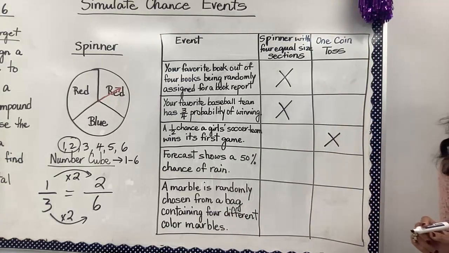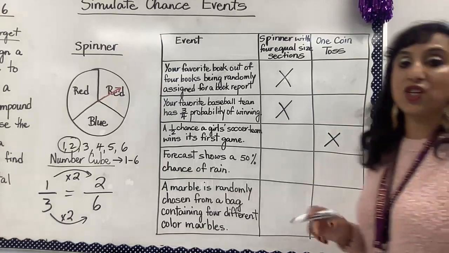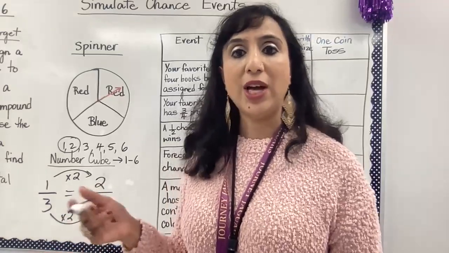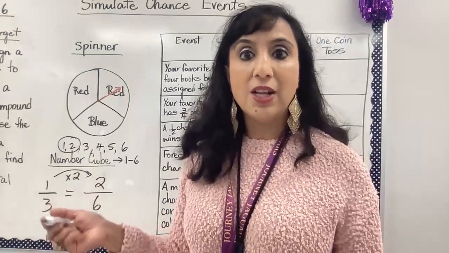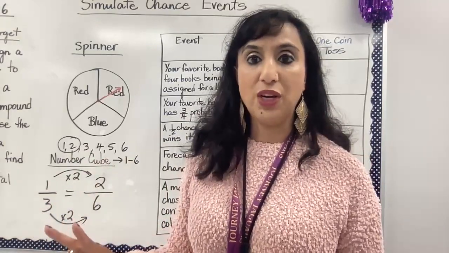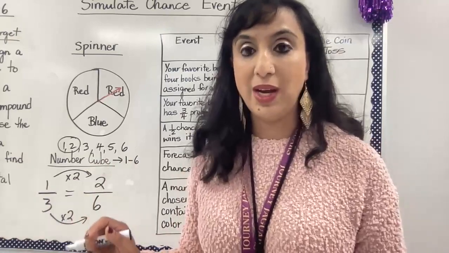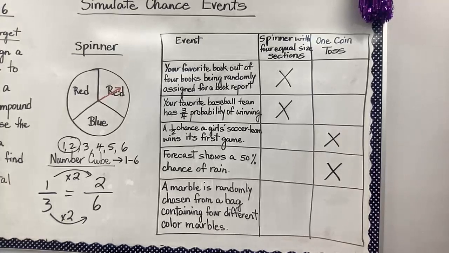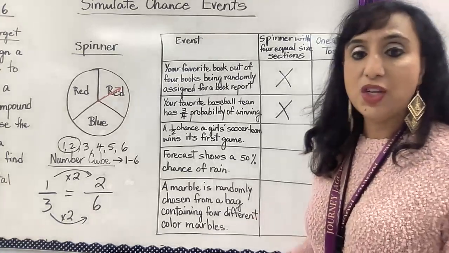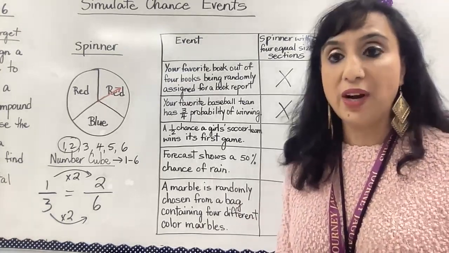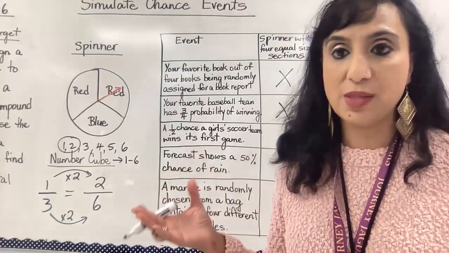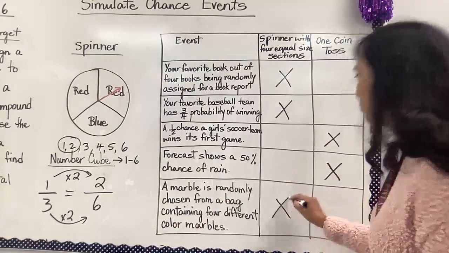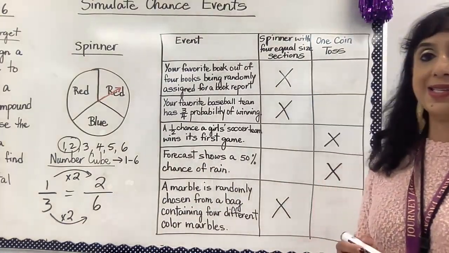All right. A forecast shows a 50% chance of rain. So 50%, 50 out of 100, which is 1/2. So 50% chance of rain, 50% no chance of rain, right? Therefore, we just need two options over here. For this, the coin toss would be the best way to simulate that event. And then let's look at the last one. A marble is randomly chosen from a bag containing four different color marbles. Again, we need four different sections because we're talking about four different colored marbles. Because of that, I would choose the spinner with four equal size sections.